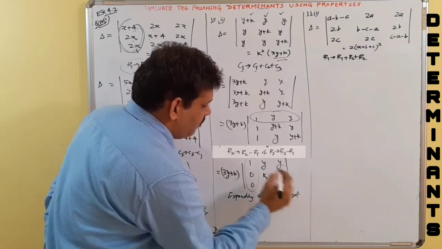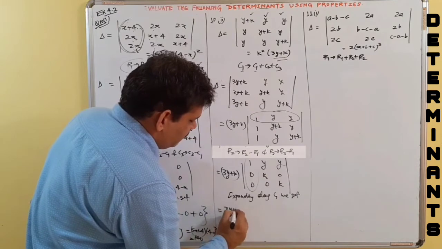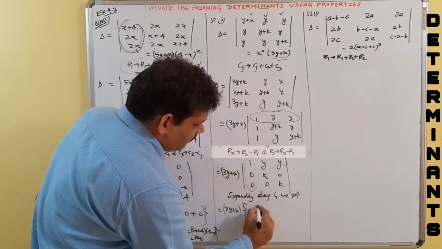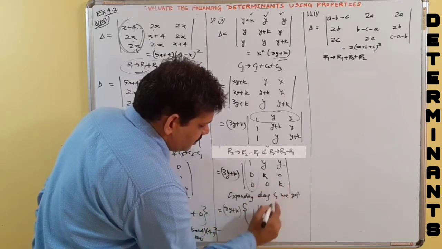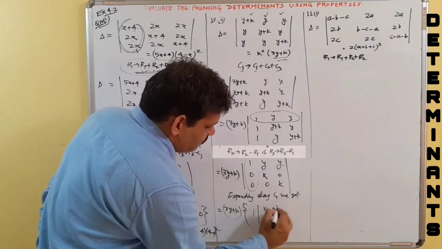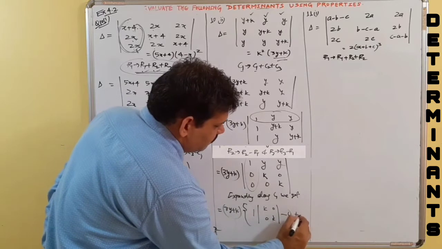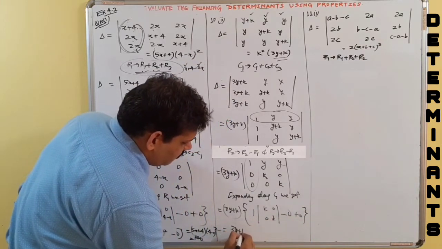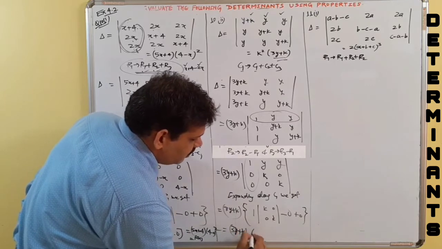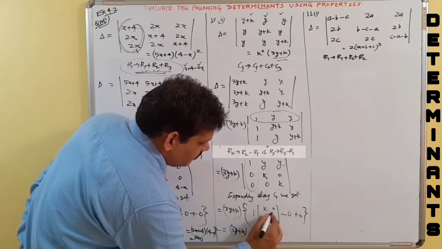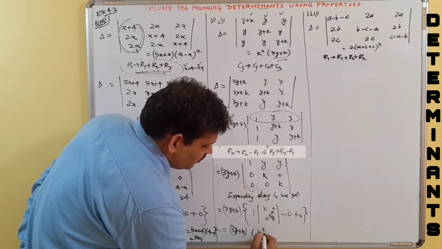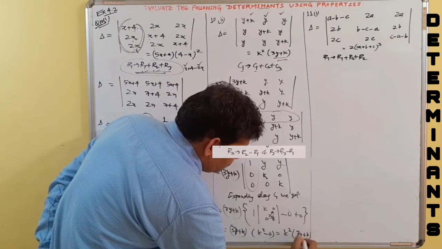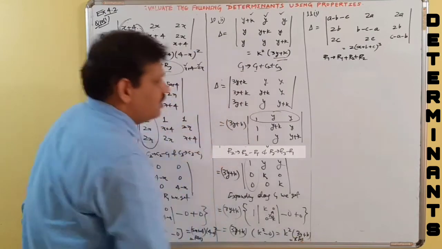on expanding, we have got 2 zeros in C1, expanding with respect to or along column 1, we get 3y plus k, then put a bracket, 1 multiplied by k 0 0 k, k 0 0 k minus 0 plus 0. Simply 3y plus k into k square minus 0. K square minus 0, that is k square into 3y plus k, which is equal to RHS.